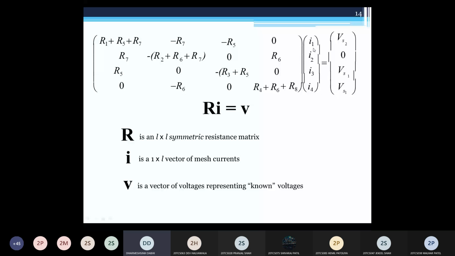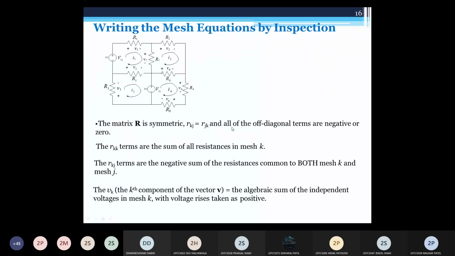You can also write it this way. So first identify the common points when you apply mesh analysis to any circuit. Your resistance matrix must be a symmetric matrix. Symmetric matrix means here your matrix is 4 cross 4, and you can write this matrix symmetrically also. So that matrix remains the same. It means Rkj is equal to Rjk. All the off-diagonal terms in your matrix may be negative or may be 0. They can never be positive.